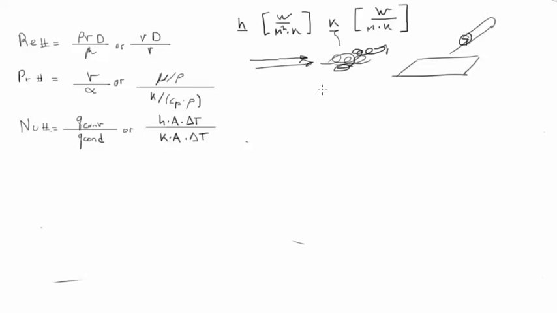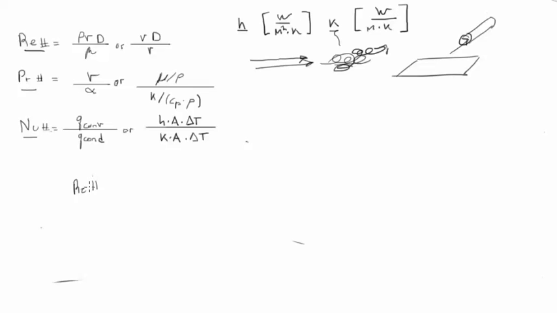And so smart people did a bunch of experiments, and they came up with different empirical formulas for convection coefficient for various geometries. These formulas involve three different numbers: the Reynolds number, the Prandtl number, and the Nusselt number. So let's start by talking about the Reynolds number.